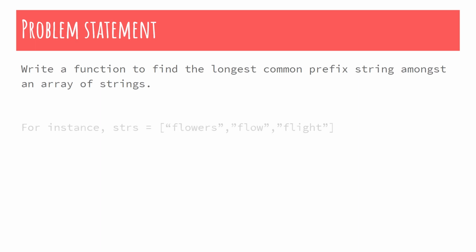For instance, if the given input array is flower, flow and flight, the common prefix in all the three strings is FL. There are several techniques to solve this problem actually, but in this video, we are going to look at the divide and conquer approach.